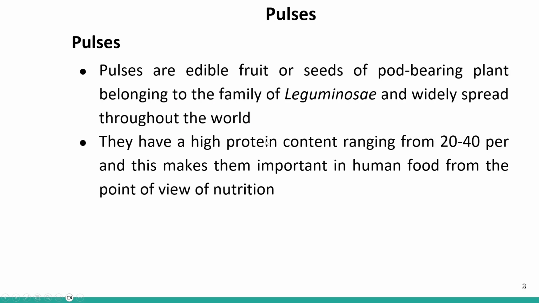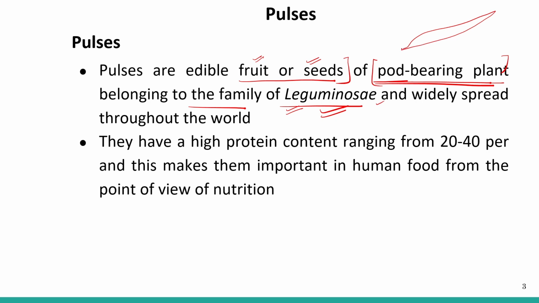Okay. So pulses are the edible fruit or seeds of the pod bearing plant belonging to the family Leguminaceae. So basically it belongs to the family Leguminaceae, and the fruit or seeds of this particular plant are the edible part of the pulses, right? So they are used, and actually they are the pod bearing plant. Pod means there is a pod in which the seeds are there. So these seeds are used as pulses, right?